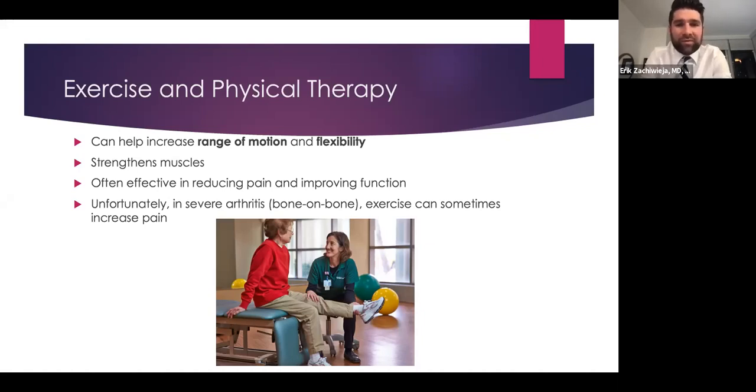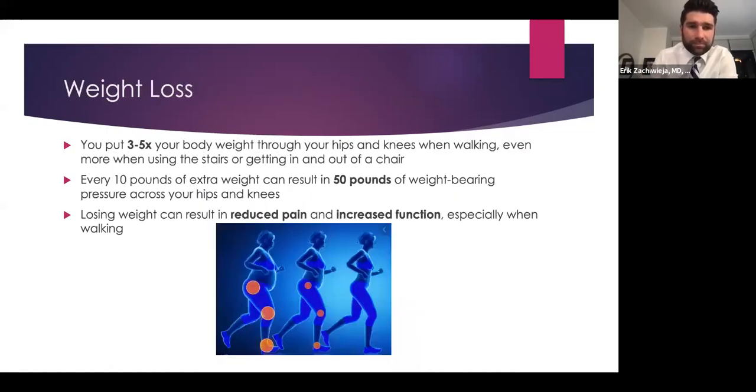Unfortunately, in patients that have developed more severe arthritis, who oftentimes come in with what we call bone-on-bone arthritis, exercise can oftentimes aggravate the symptoms. So this is more of a treatment for mild to moderate disease. In the more severe disease, physical therapy may actually be more of a detriment than a positive effect. But that's something you can talk with your physician about.